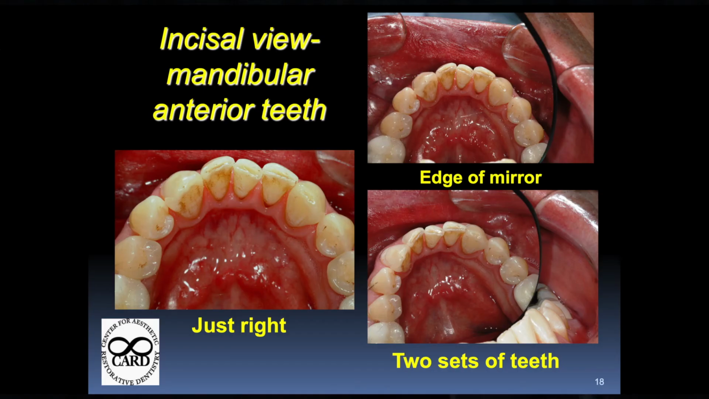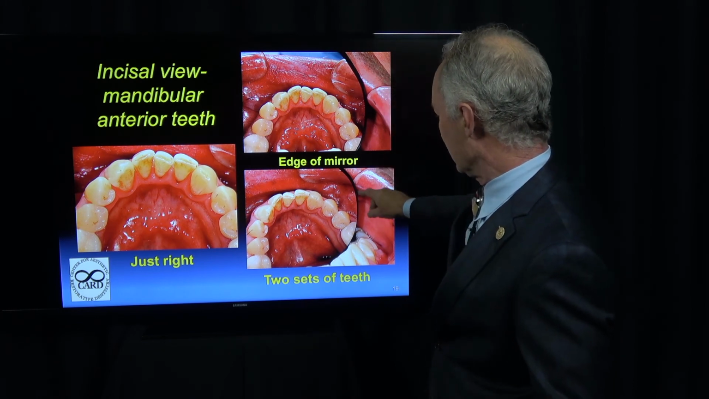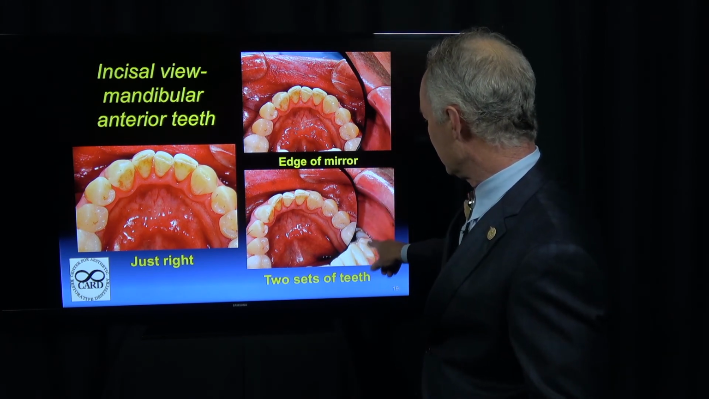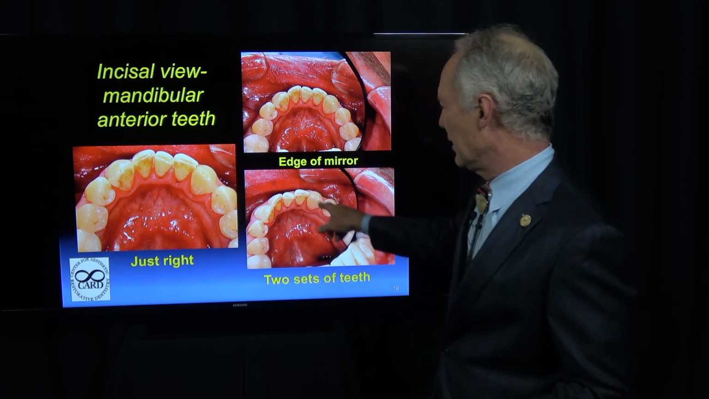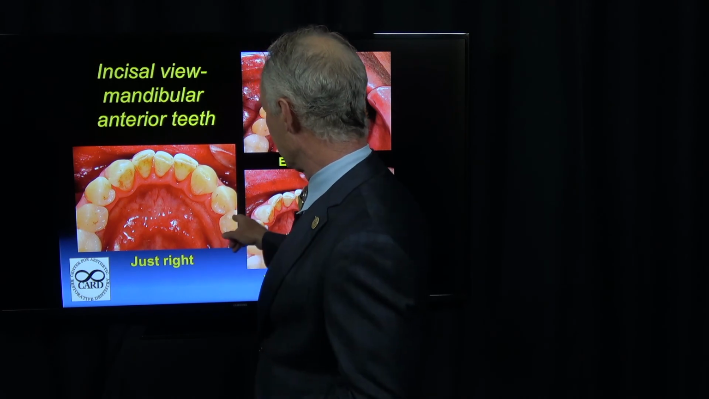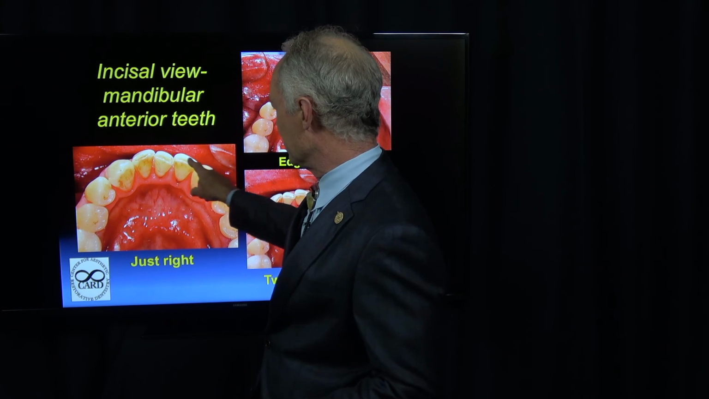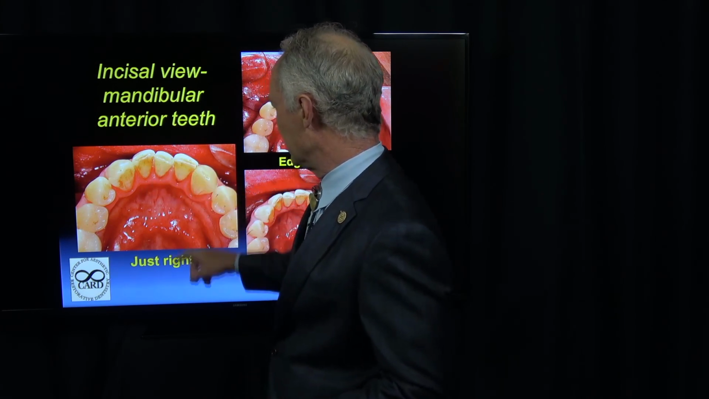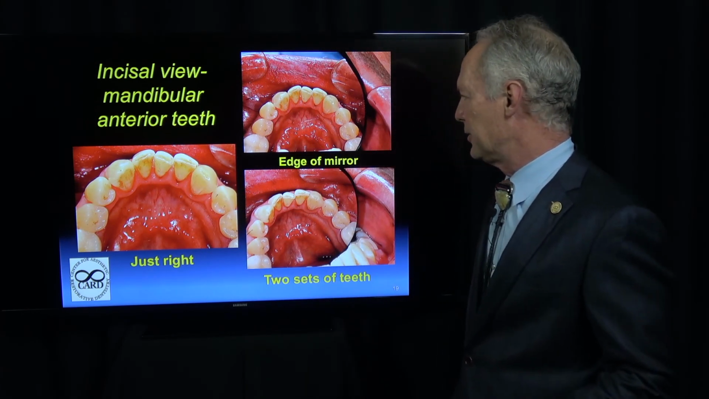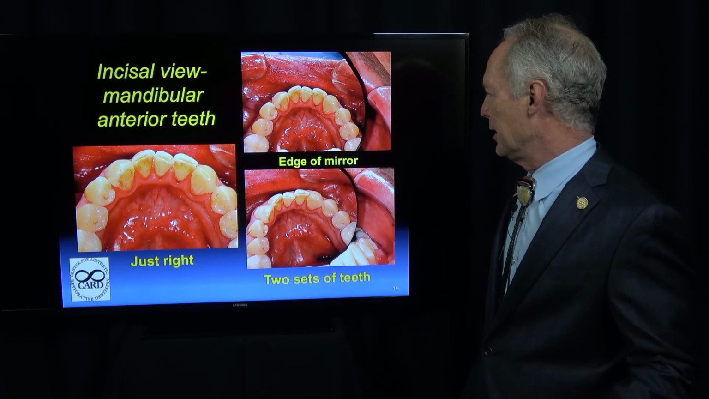So this is the incisal view of the mandibular anterior teeth. Too much stuff in here. We've got the edges of the mirror, we've got the retractor, the lips. That doesn't add anything to the picture. This is two sets of teeth. They see these and they see the teeth in the mirror. You only want the teeth in the mirror to be in the picture. This is just right, from about the cuspid bicuspid to the other cuspid bicuspid. You can see the wear into the dentin of those teeth. Also, you'll be able to see any plaque and calculus accumulation on the teeth.